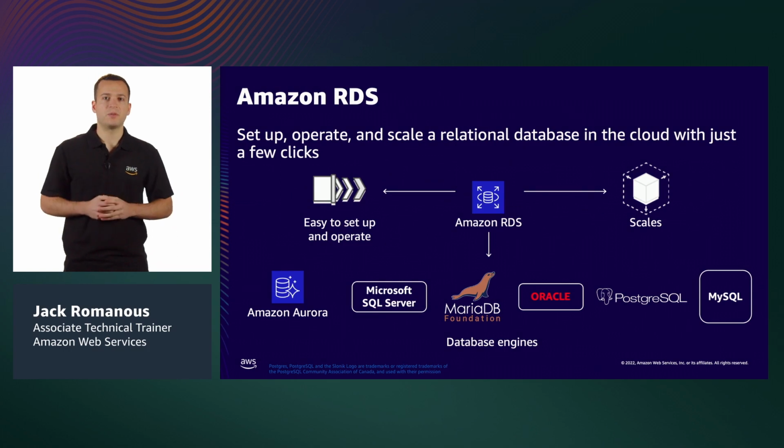So first up here, we have Amazon RDS. RDS makes it easy to set up, operate, and scale a relational database in the cloud. It provides cost-efficient and resizable capacity while managing time-consuming database administration tasks. And that frees you up to focus on your applications and your business. RDS supports six familiar database engines that you can choose from, including Amazon Aurora, which we'll talk about, Oracle, Microsoft SQL Server, Postgres, MySQL, and MariaDB.